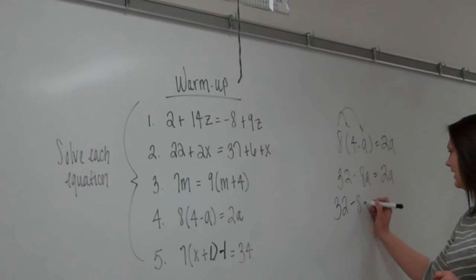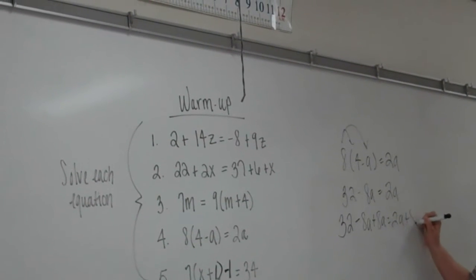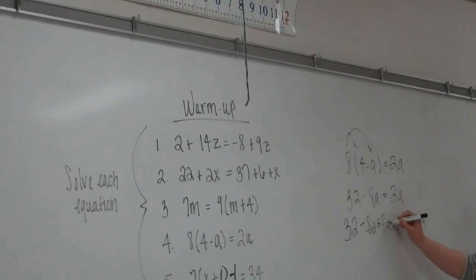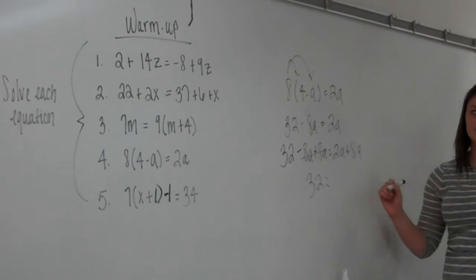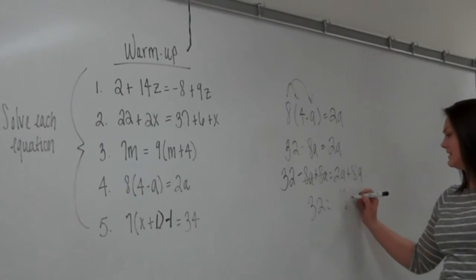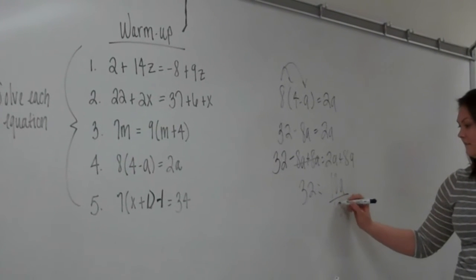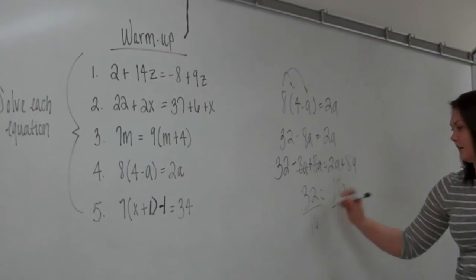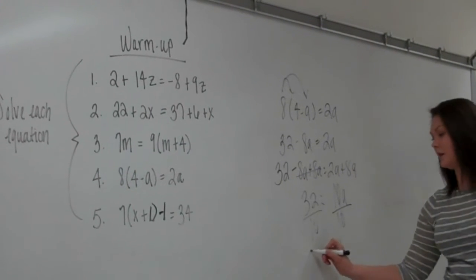So minus 8a plus 8a, 2a plus 8a. Now what? What's 2 plus 8? 10. 10a. Now what? Divide. And what is a? 3.2.